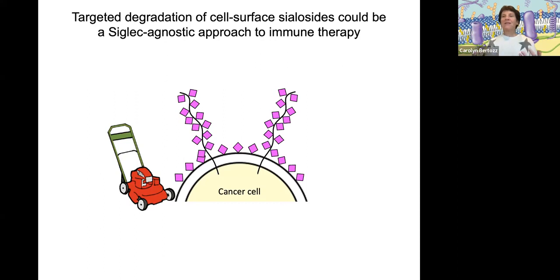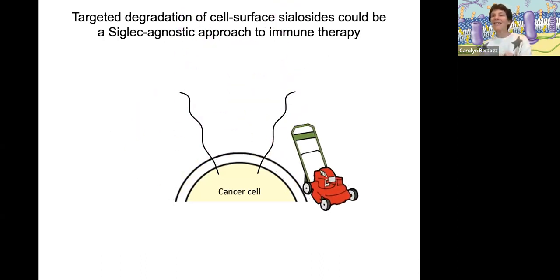So we conceived of a therapeutic strategy where we would develop a molecule that functions like a molecular lawnmower. That's the metaphor that we use. It would be a molecule that you can target to a cancer cell and park on a cancer cell, and that would then degrade the sialosides the same way a lawnmower can just cut the grass and mow the sialic acids off the cell surface, depriving every Siglec of the opportunity to engage with this cancer cell. So what kind of molecule would function as such a lawnmower?